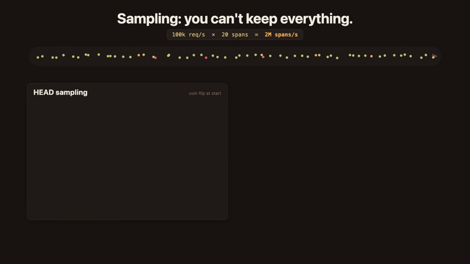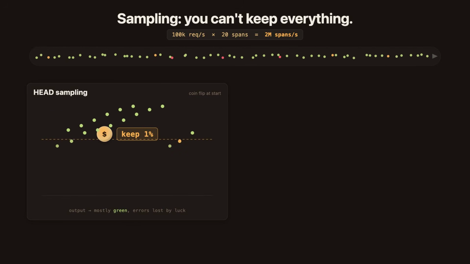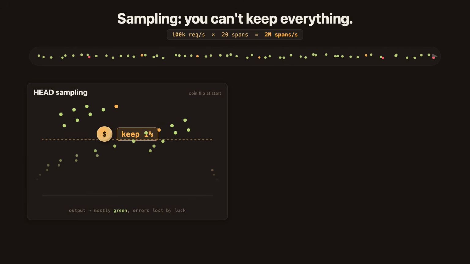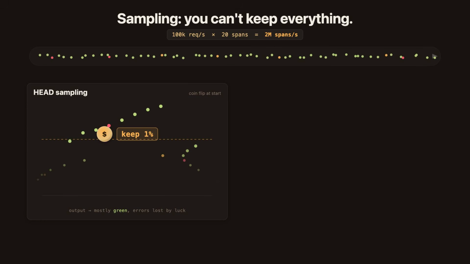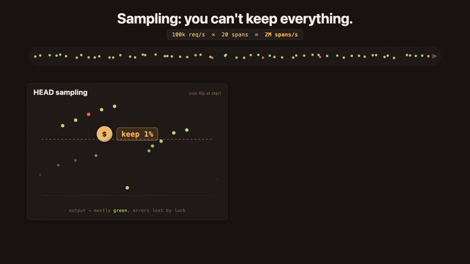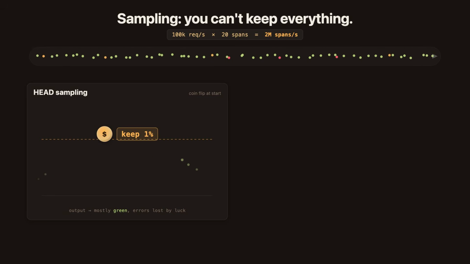The naive approach is head sampling. At the very first service, flip a weighted coin. 1% of the time, record this trace. The other 99%, drop it before it's even built. Cheap, but dumb, you'll throw away errors and slow traces with the same probability as boring ones.